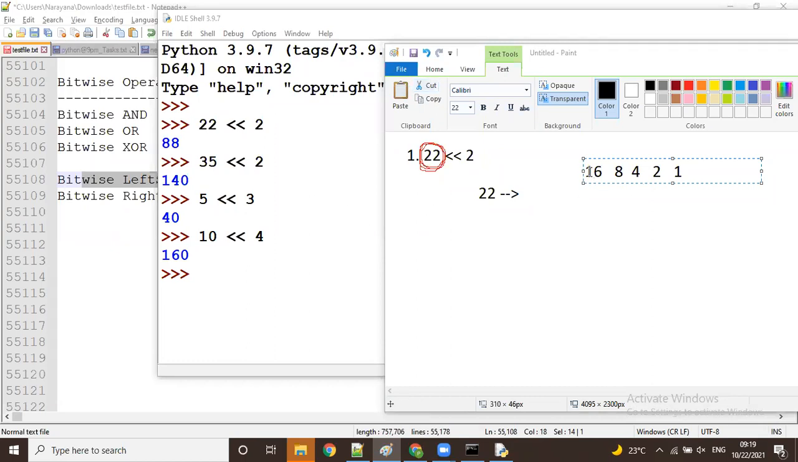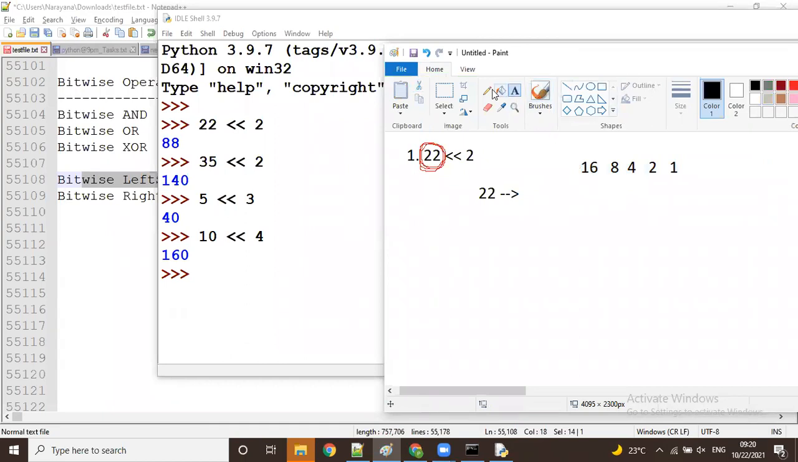So I'm taking 16 now. 16 plus 8, how much, guys? 24. 24 plus 4, it's exceeding also, right? No problem, guys. What I told you is that the sum of all these numbers must be the given number or above. Now, to get 22, what numbers are required?